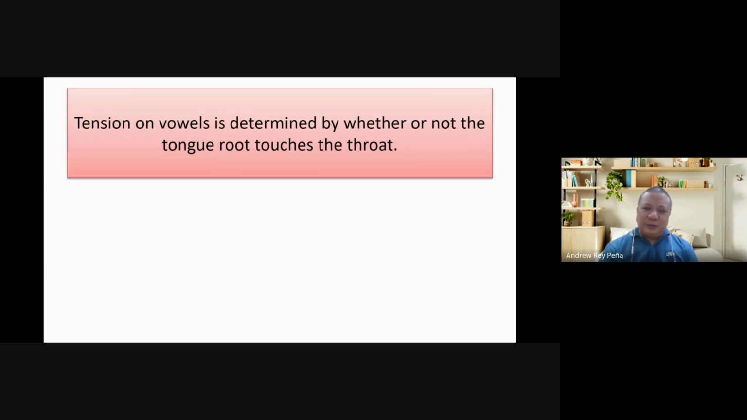In Filipino, the tongue root never touches the throat when you pronounce a vowel. But in English, sometimes when you pronounce a vowel, the tongue root touches the throat. Sometimes it does not. That is if you speak or pronounce properly.